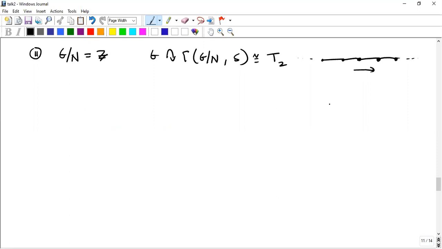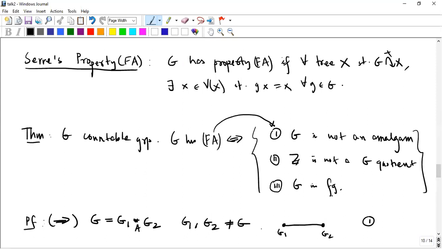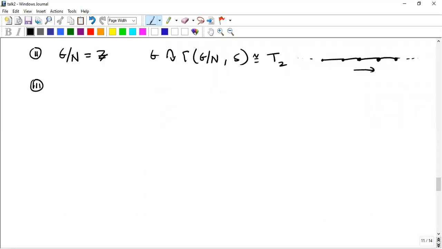And it acts by translation, so it has no fixed points. That was simple. And 3 is that G is finitely generated, right? That was 3. G is finitely generated. So why is this true again?